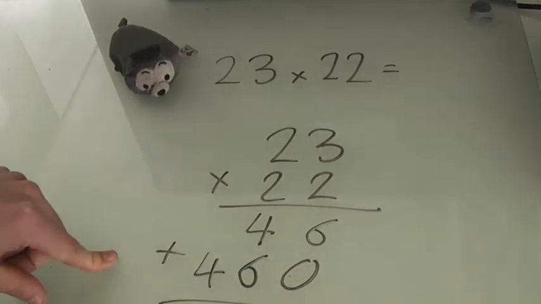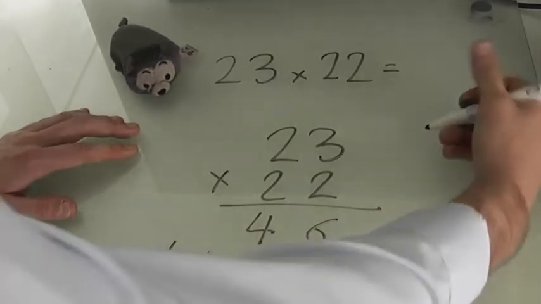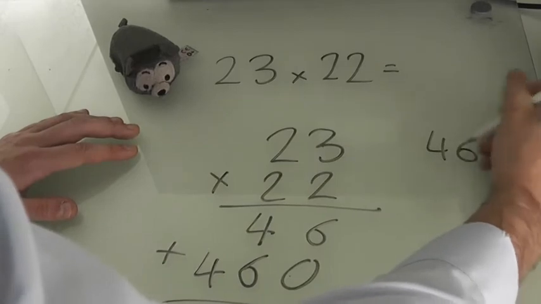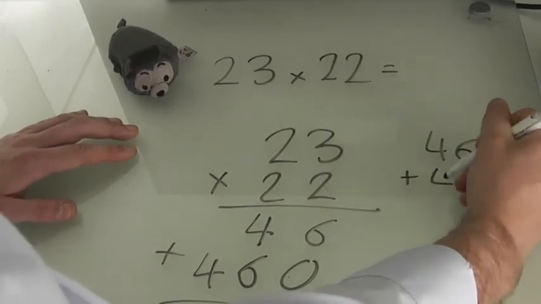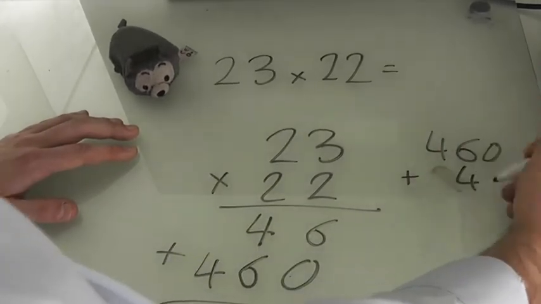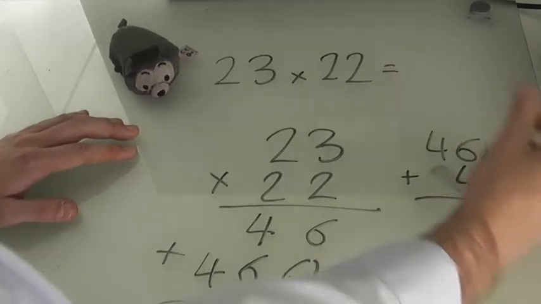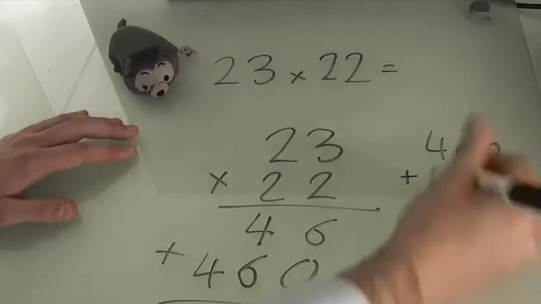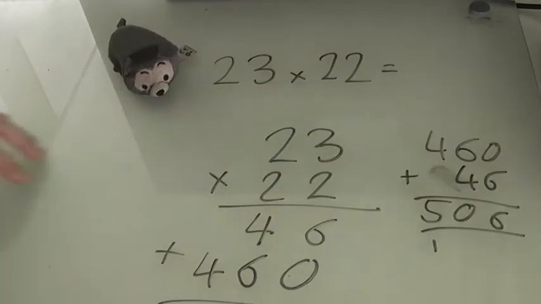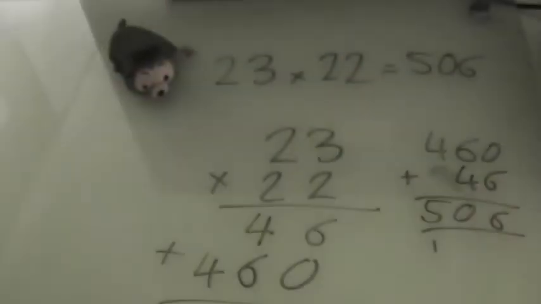Then we need to do what? Add those two together, which will give us 460. Add 46, which will give us 6, 10 and a 5, so 506. And there is your answer.